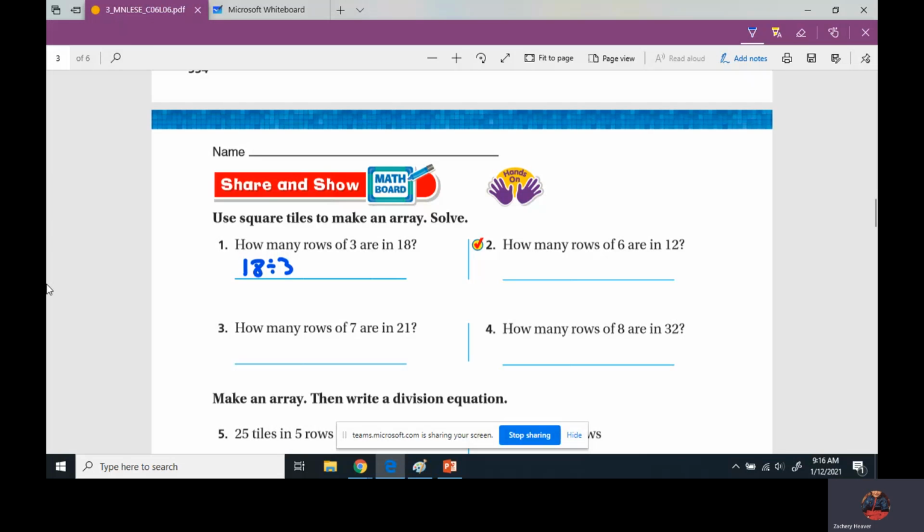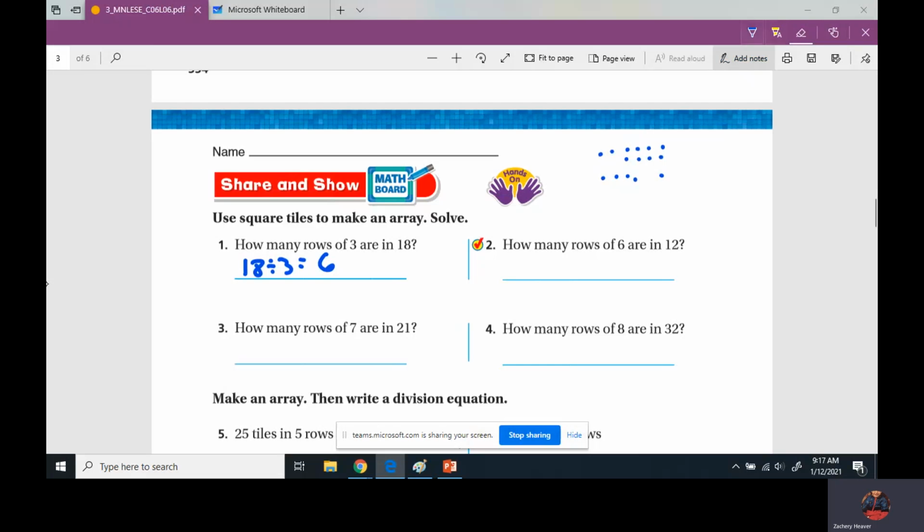Okay, so if we have 3, I'm going to do it right here. 1, 2, 3. We got to count to 18. So 3, 4, 5, 6, and so on up to 18. Let's pretend they're all straight. So we have 3 down and 6 across. So I know 18 divided by 3 is going to be 6. Okay.